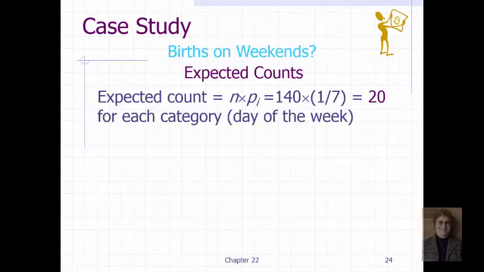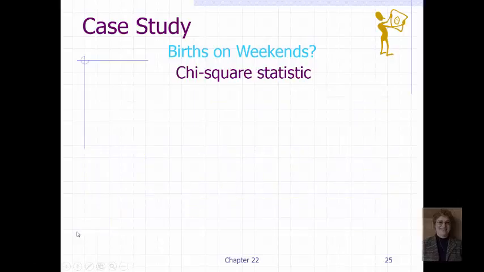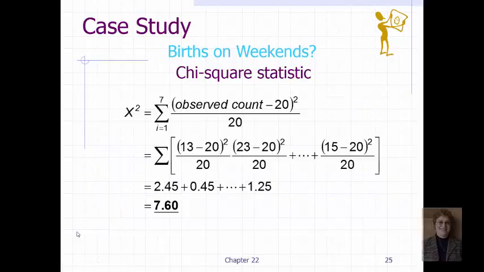Now we need to calculate our expected counts. Since we had 140 births, we're going to expect 20 for each category. So here's our expected, here's our observed. And so by hand we could calculate our chi-squared statistic. And I want you to notice that we get 7.6. Let's go to StatCrunch and let's do the same data.